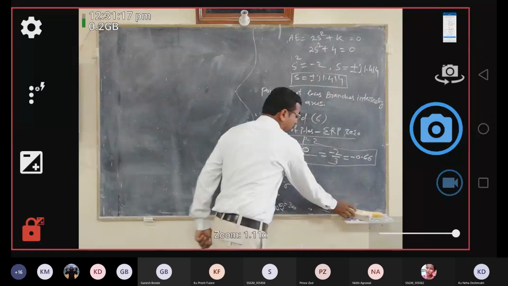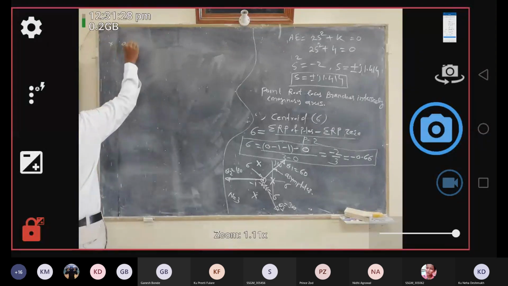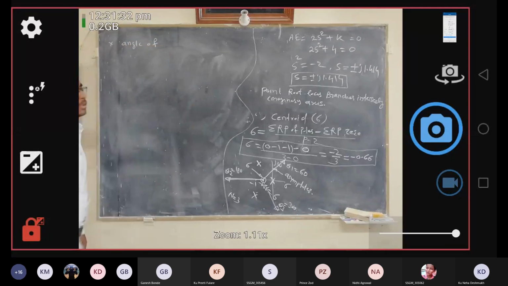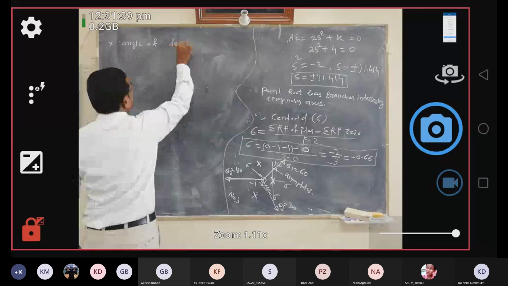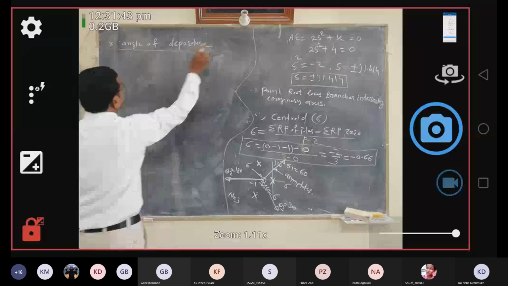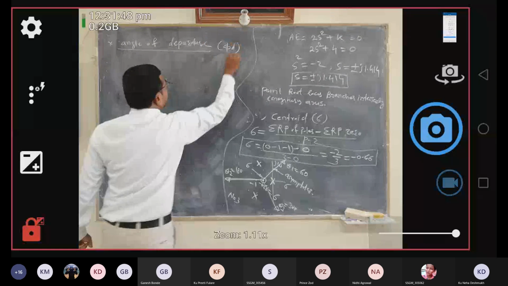Now the last step is determination of angle of complex pole. एंगल ऑफ कॉम्प्लेक्स पोल के लिए कौन सा एंगल रहेगा? एंगल ऑफ डिपार्चर. Okay, and angle of departure is denoted by phi d.